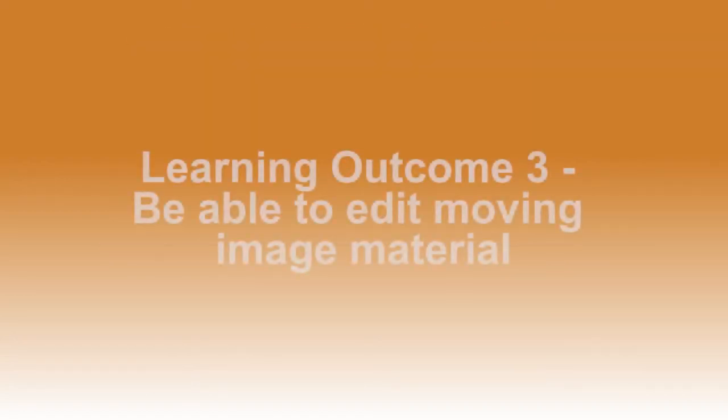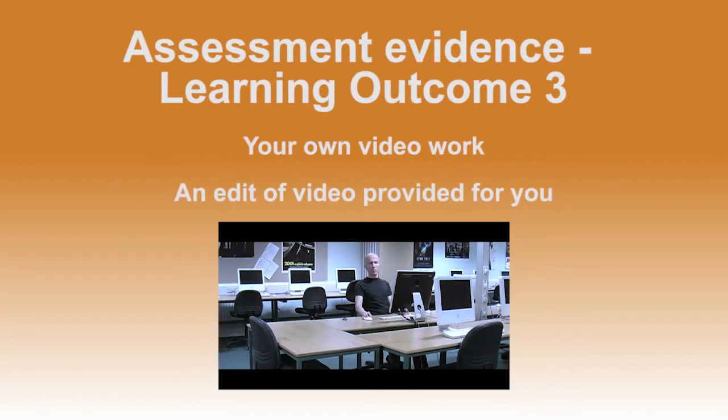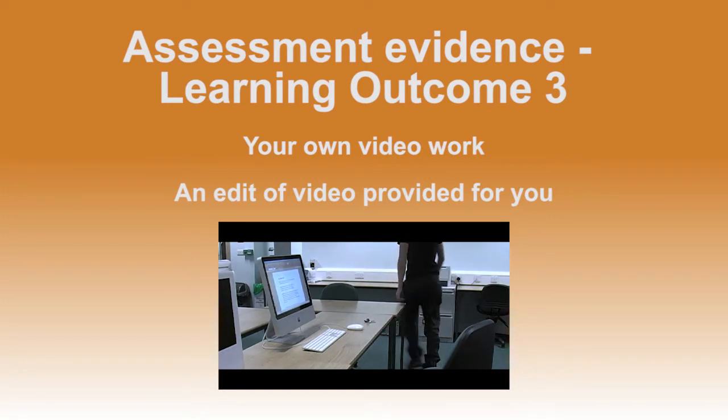Learning Outcome 3. Be able to edit moving image material. In this outcome, you'll put into practice what you've learnt in the first two learning outcomes by editing film and video material. The material that you work with can be generated by you via your own film and video production work, or it can be provided for you by a tutor or instructor.